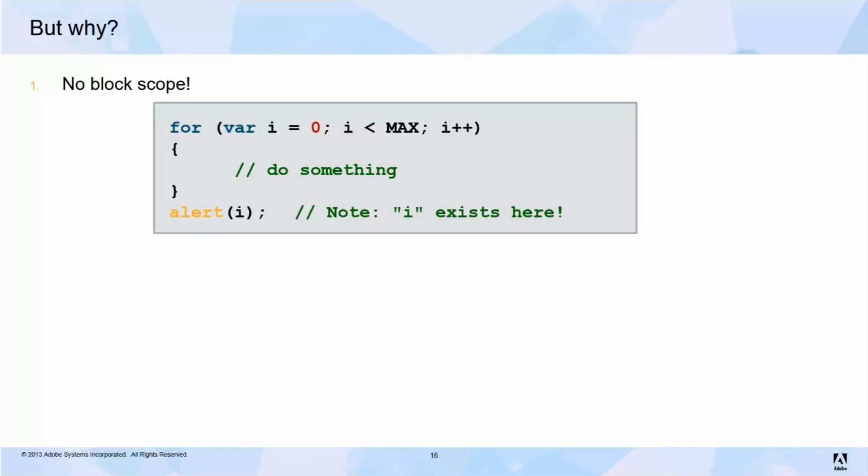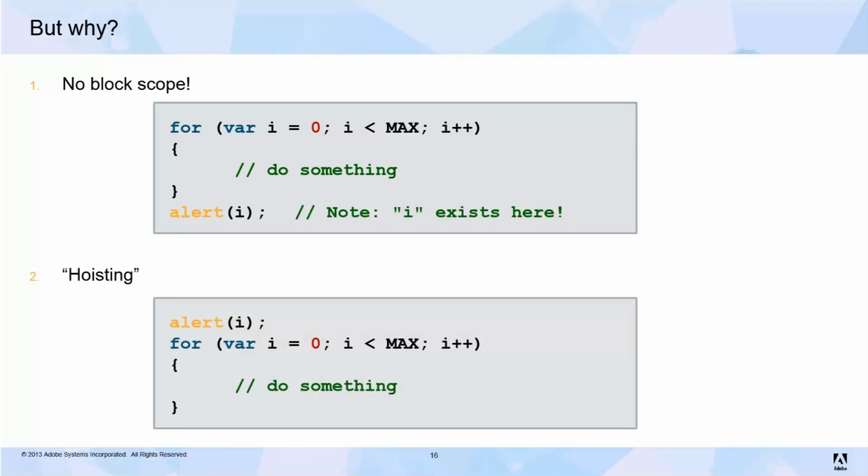The second reason for that behavior is a procedure called hoisting. So who here is familiar with hoisting? A lot of people. Cool. So again, if you come from a Java or C++ background, there's no hoisting. So that variable I will be restricted to within the brackets. But because of hoisting, I actually exist there too.